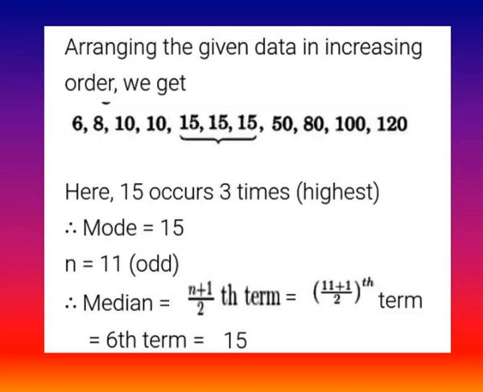Next, for finding the median, the number of observations of the given data is 11, so n is equal to 11, which is odd. So the median is equal to the (n plus 1) by 2th term, that is (11 plus 1) by 2th term, which is equal to the 6th term. In ascending order, the 6th term is 15. So the median of the given data is 15.